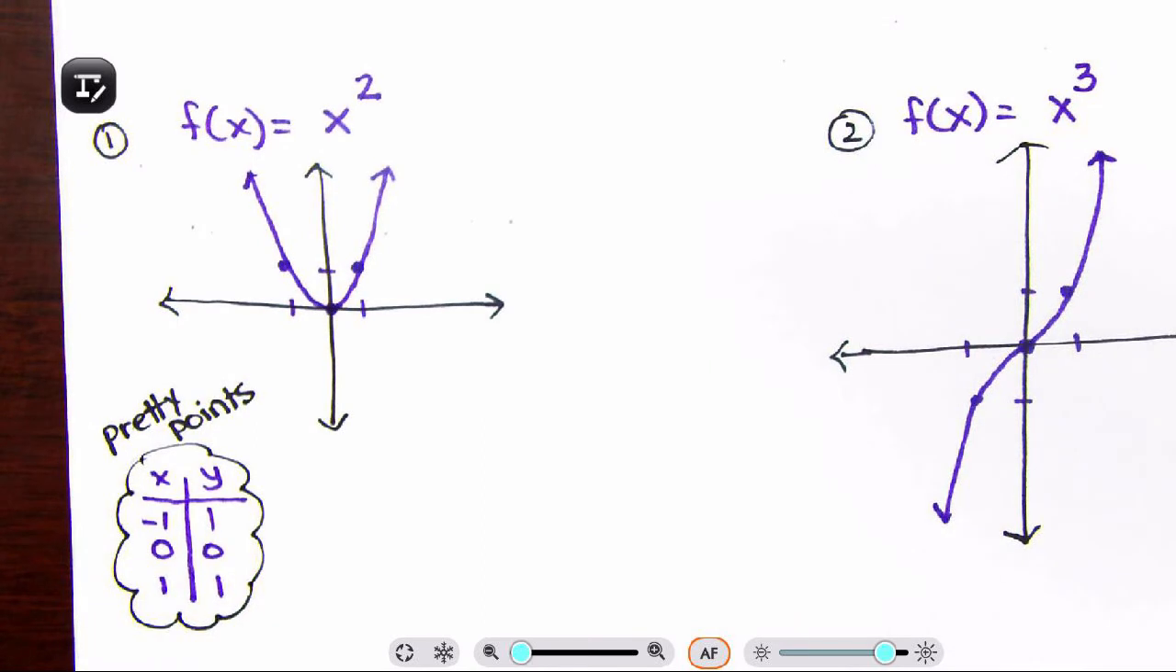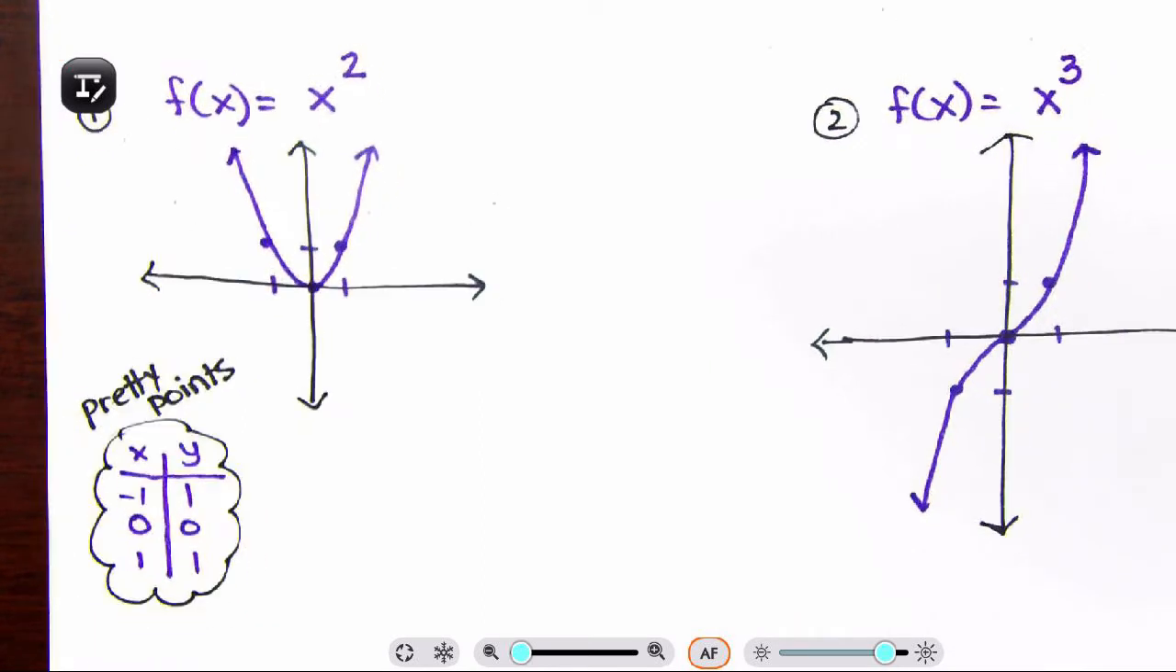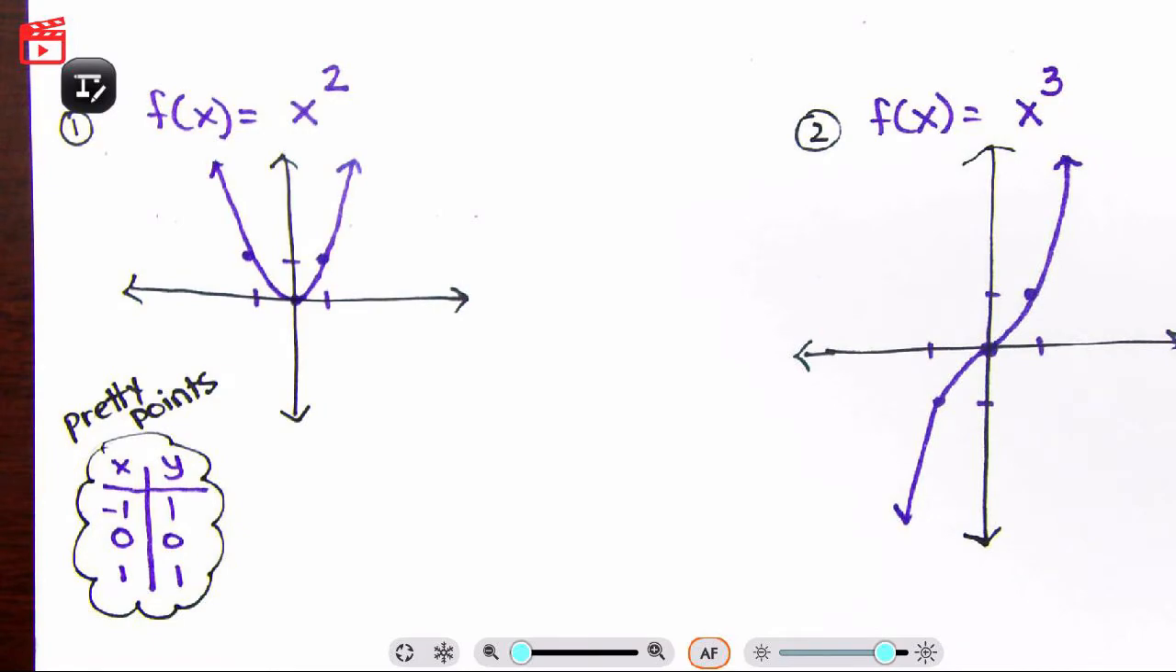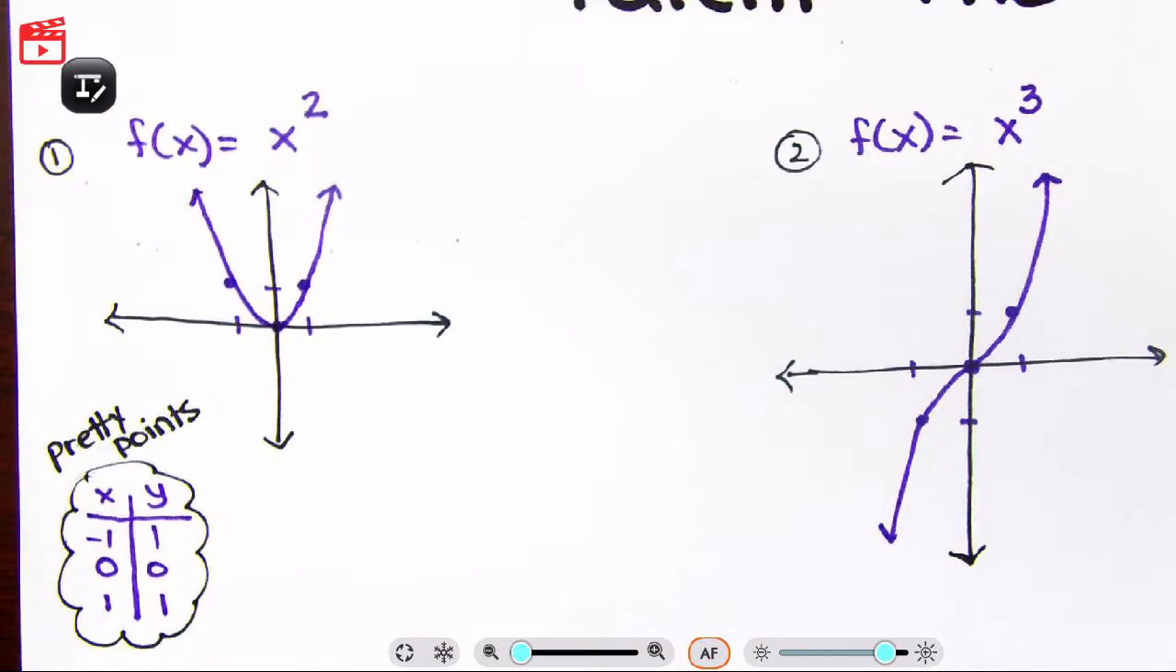All right, let's go ahead and jump into some examples. Make sure you have this drawn out and connected to your cheat sheet for your transformations.